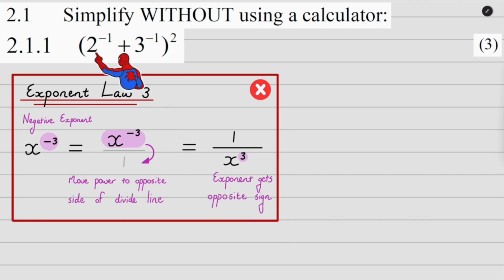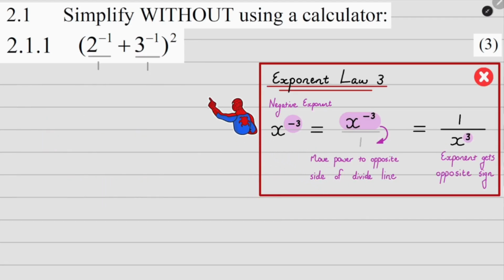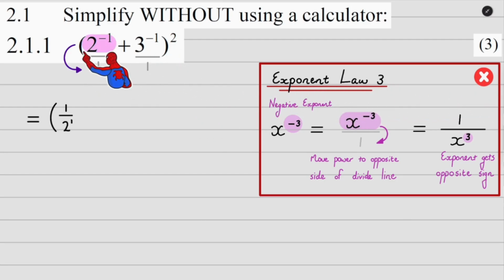So we're going to apply that to this 2 to the negative 1 as well as this 3 to the negative 1. And if they're not a fraction, I make them a fraction simply just by putting them over 1. Okay, now we're going to move them. So if we move the 2 over, look how the exponent changed from negative 1 to positive 1. And 2 to the power of 1 is just 2, so I can simplify even further.